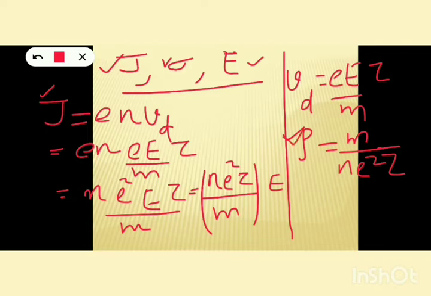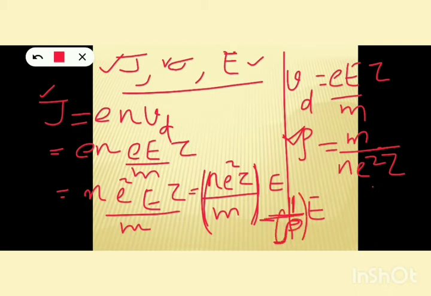Okay, children, look at this expression. Here we have rho is equal to M by N E square tau. And what is this expression? The term in the bracket is just the reciprocal of this expression. This is N E square tau by M, this is M by N E square tau. So this term in the bracket is the reciprocal of resistivity. So we can write it equal to 1 by rho into E.